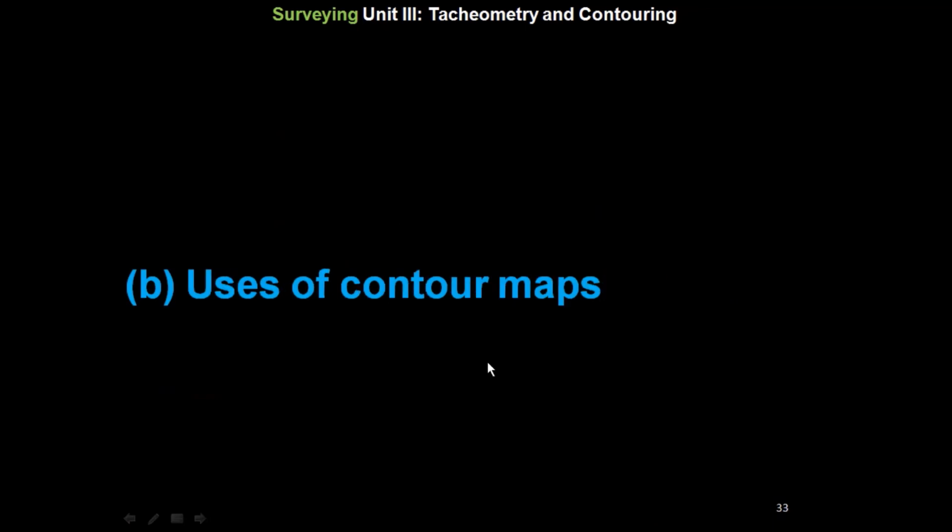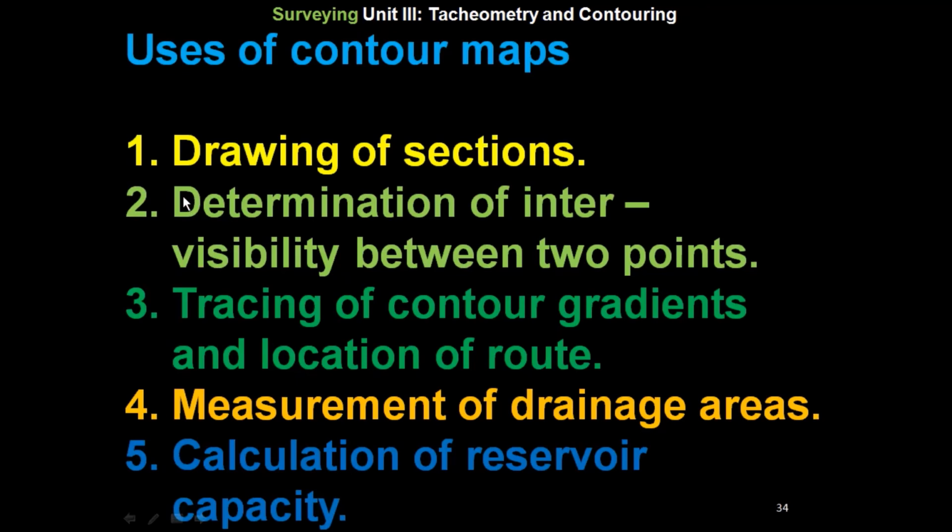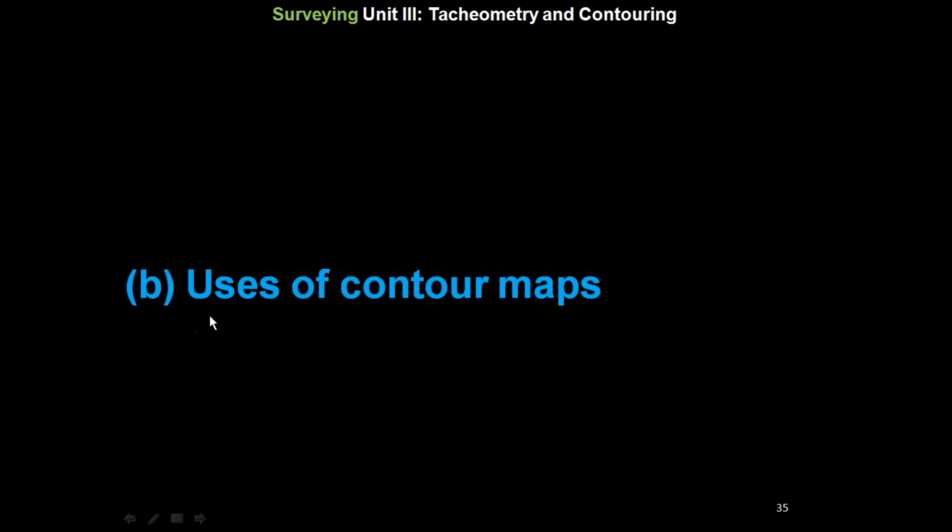Now we will see the uses of contour maps. First is the drawing of sections. Next is the determination of intervisibility between two points. The third use of the contour is tracing of contour gradients and location of route. The fourth use of a contour map is the measurement of drainage areas, and the fifth use is the calculation of the reservoir capacity. So we have seen the uses of the contour maps.